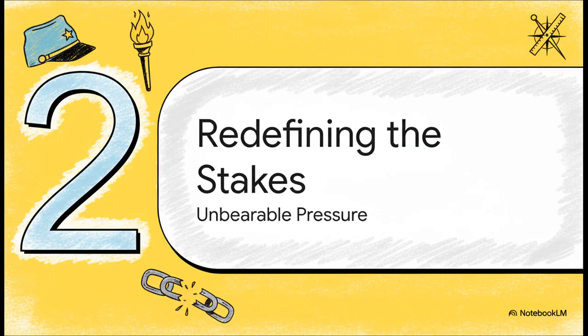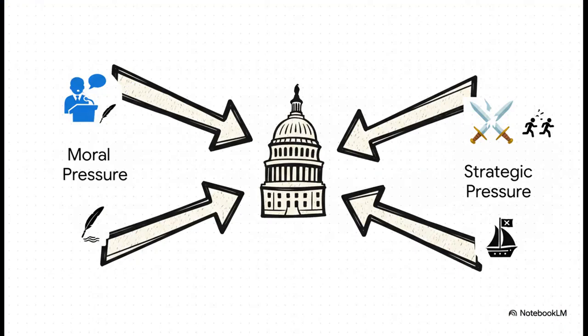So, what happens when a flawed design crashes into reality? Well, it comes under unbearable pressure. And in Section 2, we're going to see how that pressure forced a total reevaluation of the war's purpose, and really the nation's future. The pressure was coming from two directions. On one side, you had this relentless moral crusade from abolitionists like Wendell Phillips and Horace Greeley, and on the other, you had a total cascade of strategic crises.